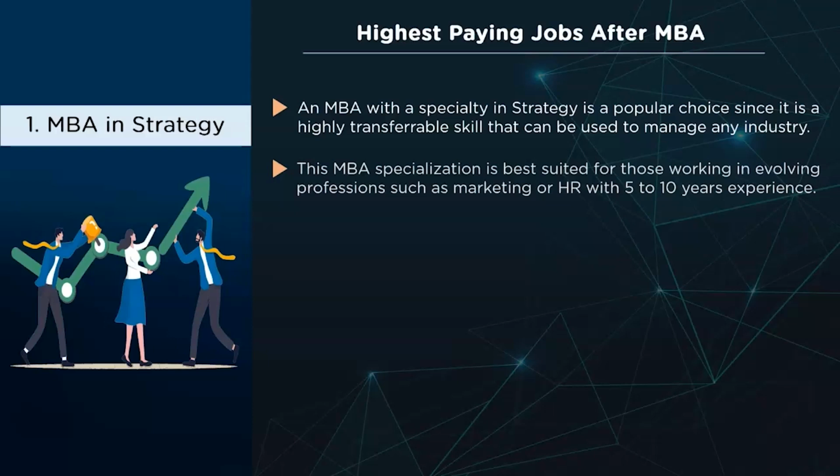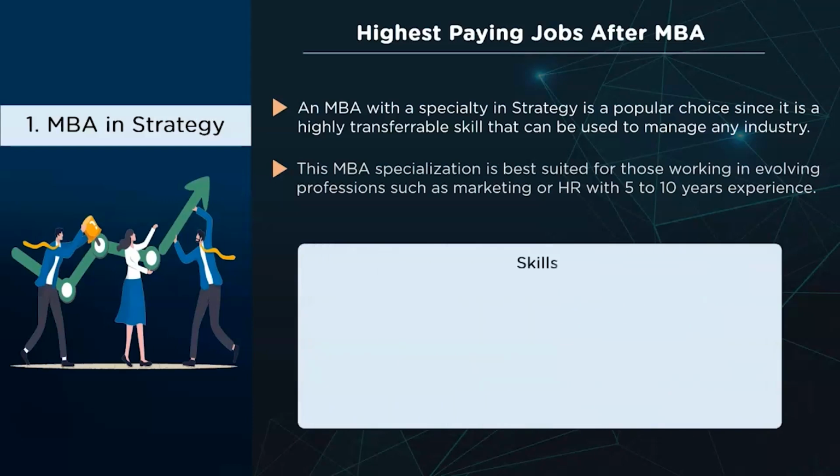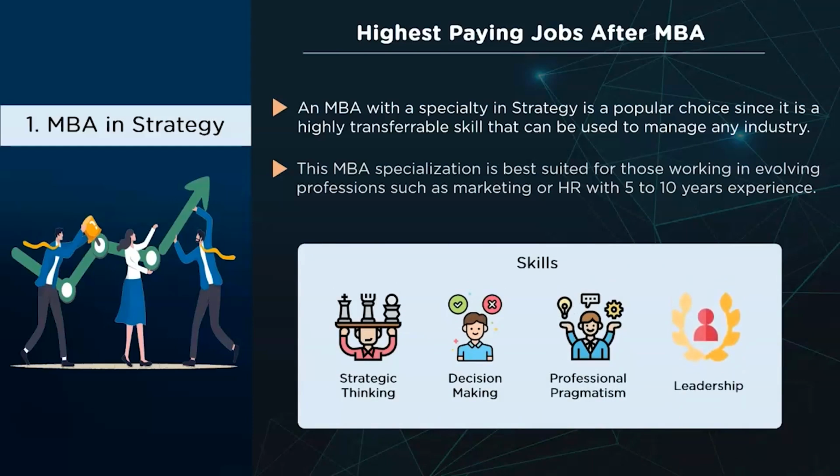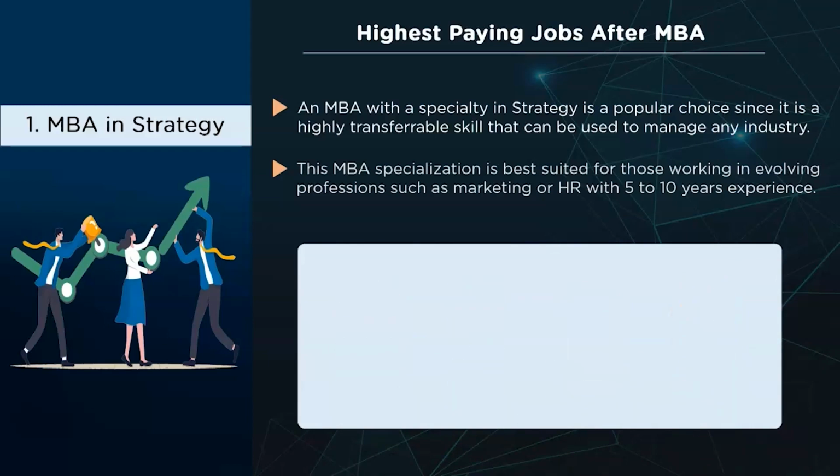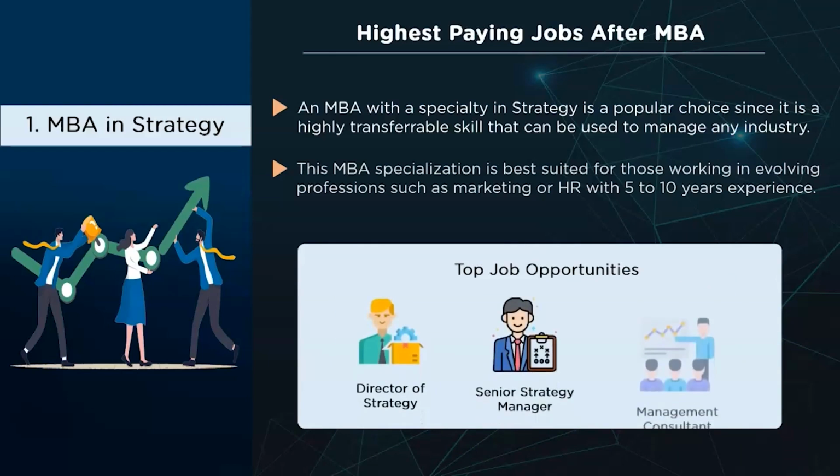This MBA specialization is best suited for those working in evolving professions such as marketing or HR. So, for this program, you'll need experience in marketing and management for at least 5 to 10 years. The skills that you can gain from this course are strategic thinking, decision making, professional pragmatism, and leadership. The highest paying job opportunities that you can get from this domain are Director of Strategy, Senior Strategy Manager, and Management Consultant. Let's discuss all of them in detail.